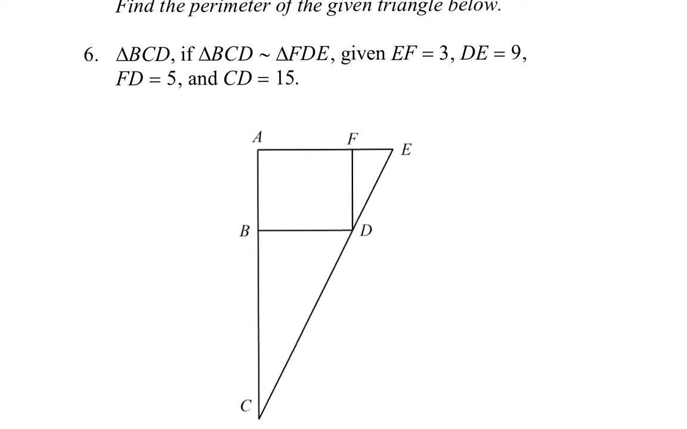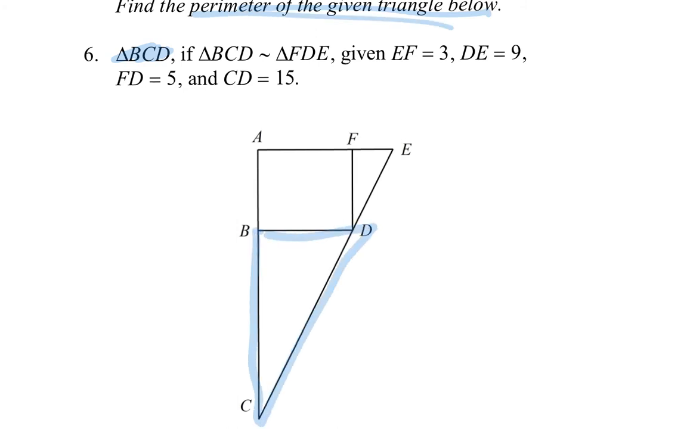All right, so 6 is interesting, and the mistake that students will often make with 6 is they'll look at this and say, oh, look, that's a rectangle. This is a right triangle. But there's nothing that actually tells you it's a right triangle. All they do tell you is that BCD is similar to FDE. That's all they tell you. And they want you to find the perimeter of the given triangle below. That given triangle is BCD. So that's what they want you to find the perimeter of right there.